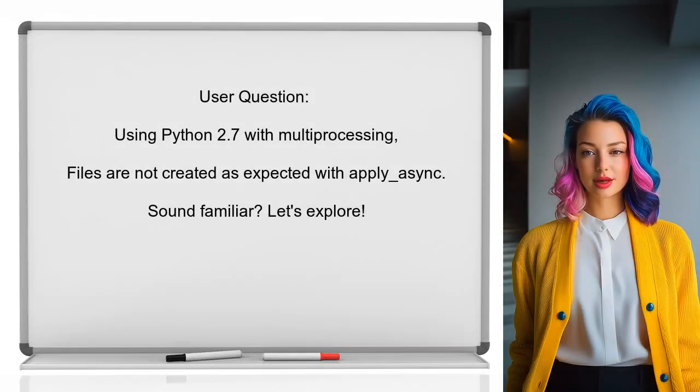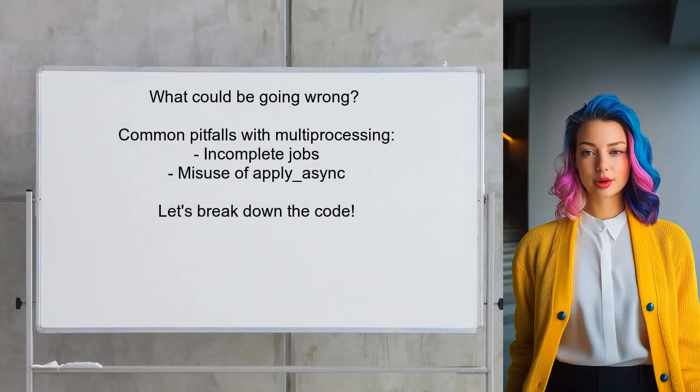Let's dive into the specific question at hand. One user mentioned that they are using Python 2.7 with multiprocessing and noticed that sometimes files are not created as expected when using the apply_async function. Sound familiar? Let's explore this together. So, what could be going wrong here?